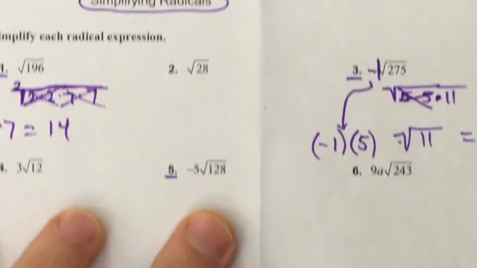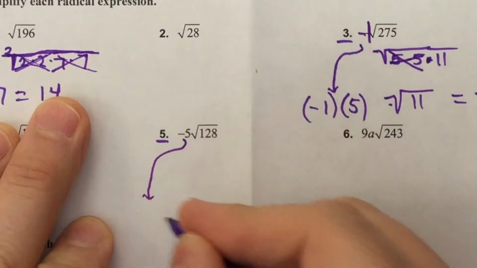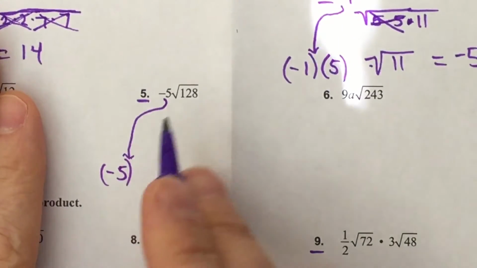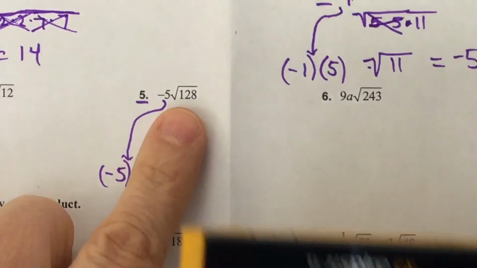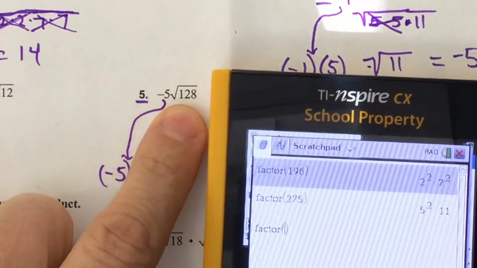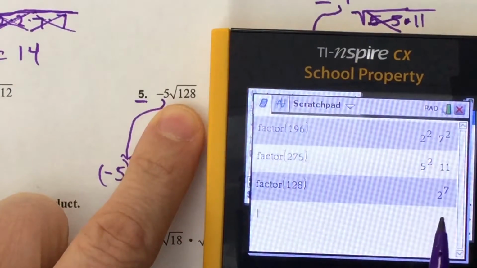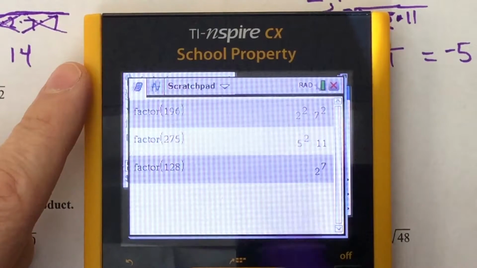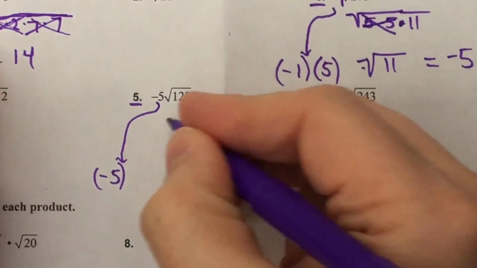Okay, once again, I'm going to ignore this -5 on the outside of the radical. I'm just going to rewrite it somewhere down here, and I'll be multiplying that by whatever other numbers I pull out of the radical. So I need to find the prime factors of 128, so I go to my factor menu 2, 3, and I put in 128. It's 2 to the 7th power. That means I have 7 2's multiplied all together, and I will get 128. So I'm going to write 7 2's.